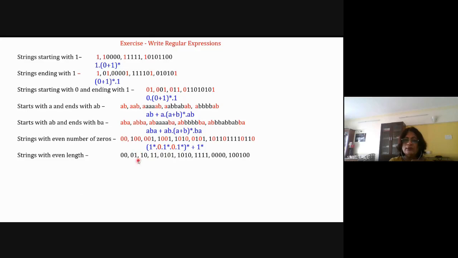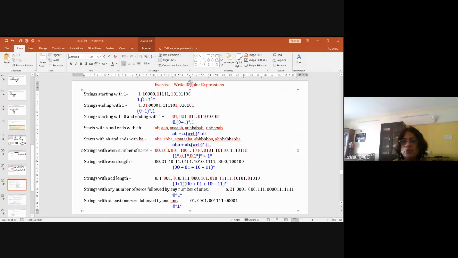If it is 4, then many combinations are there: 0 0 0 0, 0 0 0 1, 0 0 1 0, 0 0 1 1, then 1 0 1 0, 1 0 0 1 or 0 1 1 0 or 0 1 1 1, like this, any combination. So what to write for this? Strings with even length. And even length means the length of the string can be 0 also because they are not saying that it should be greater than 0. So any answers for this?